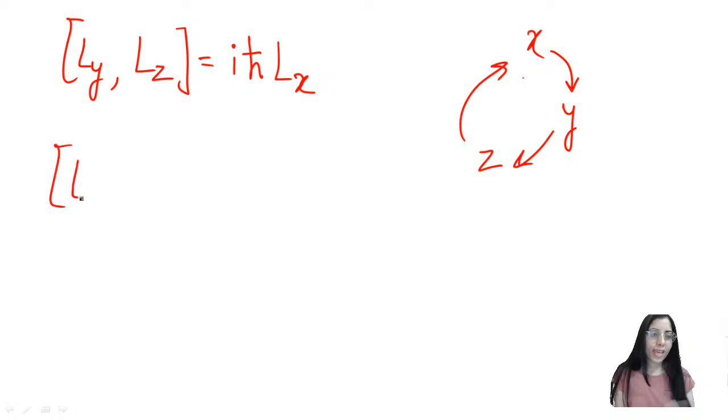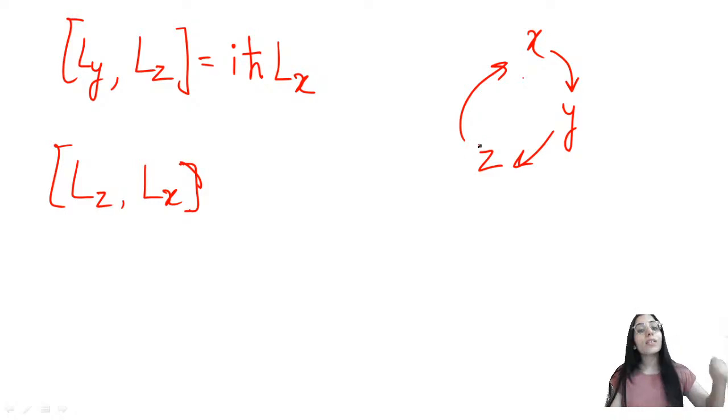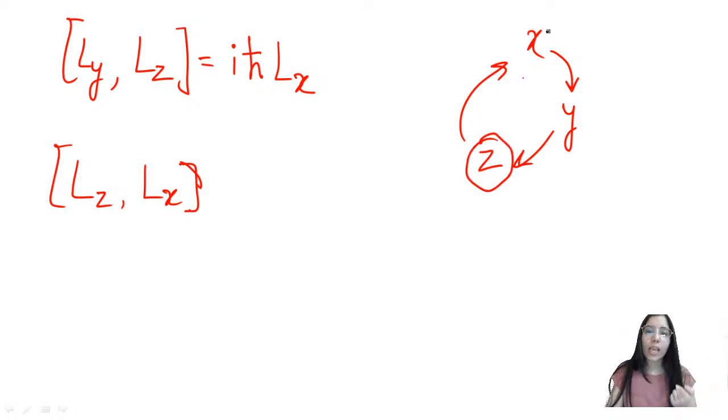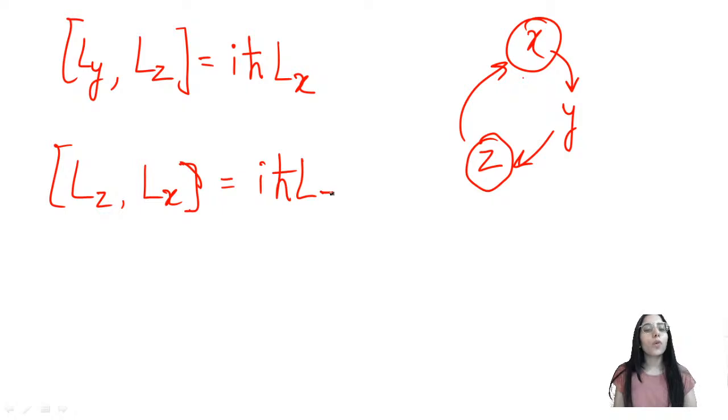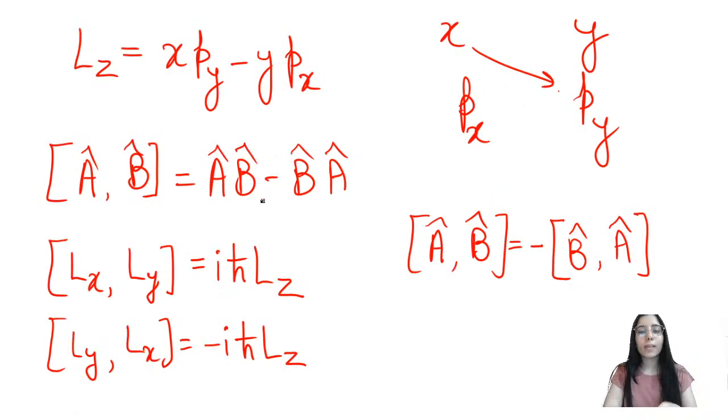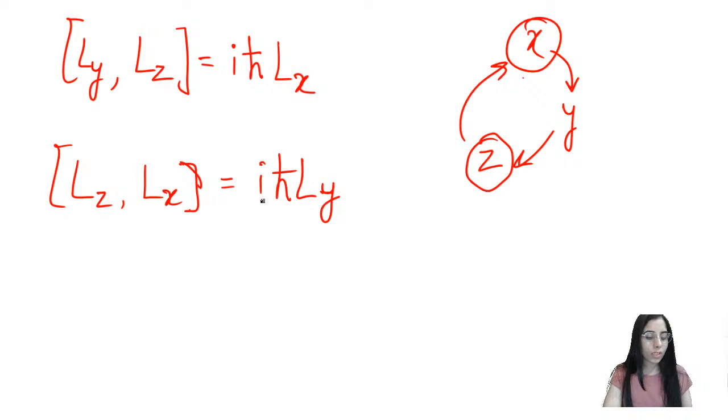Again Lz with Lx. See the sequence, they are following the cyclic order. Firstly Z is present, then X is present, so next will be Ly. Clear? So we can write it in this way. And if they are not following the sequence, that means X is present first, then Z is present, that means in the opposite way, so a minus sign will be there. Clear? Even with the property of commutator bracket, you can get this. If anybody has any doubt till now, you can let me know, and if everything is clear, that's very good.